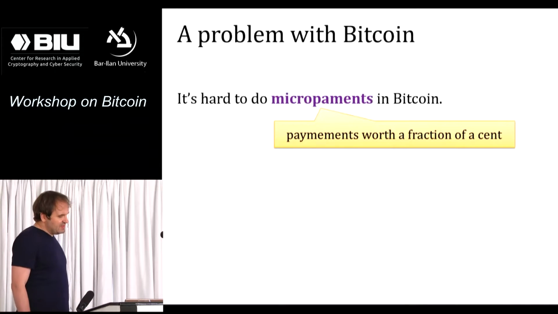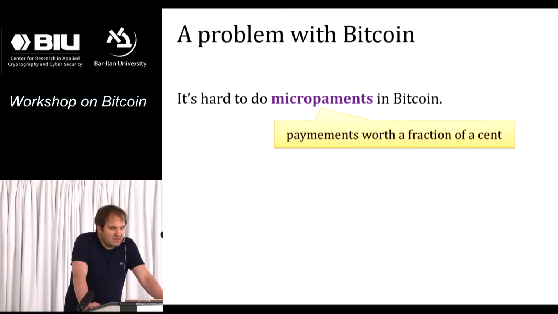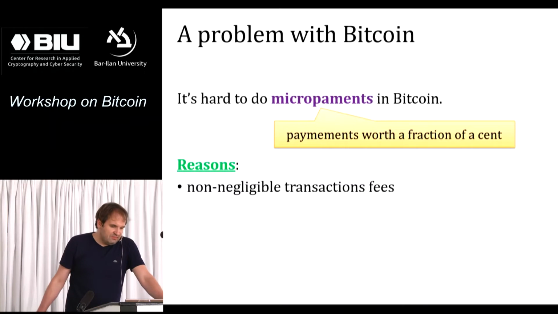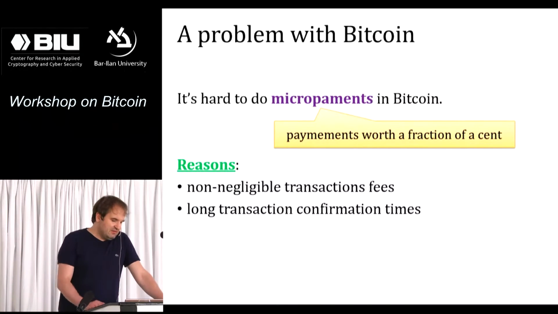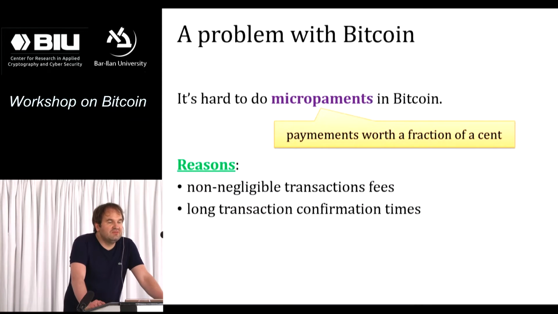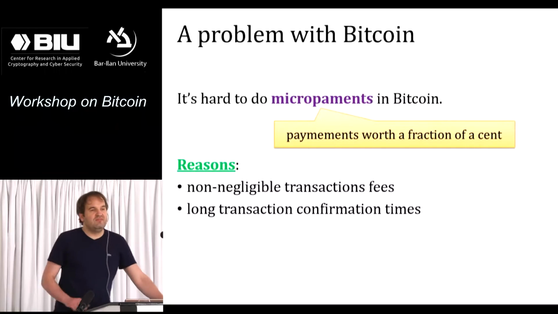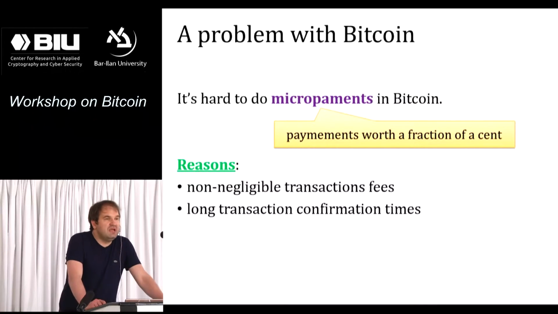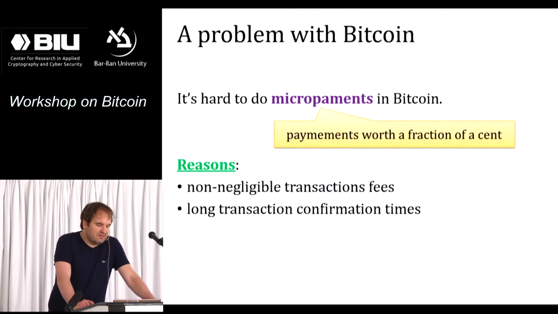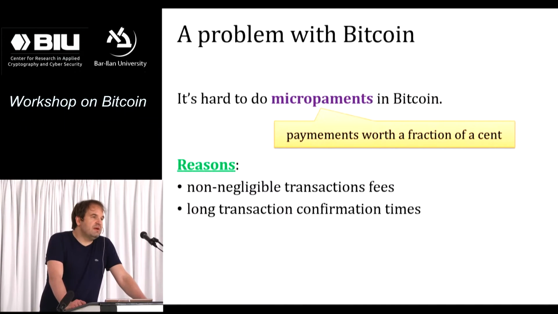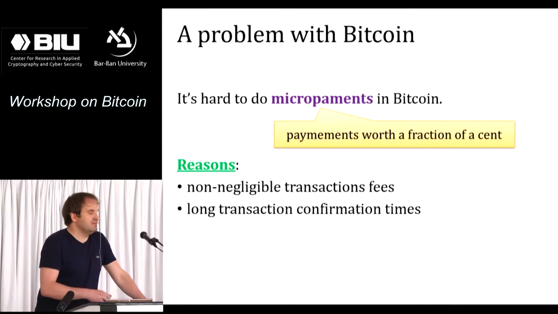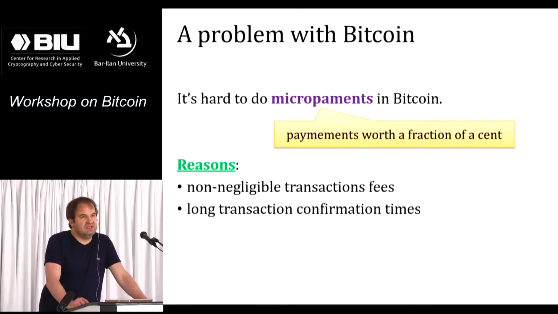So basically the problem is that it's hard to make micropayments on Bitcoin, right? Why is it hard? Because there are non-negligible transaction fees and long confirmation times. For example, for things like paying for Wi-Fi or paying for downloading something, Bitcoin is not good unless you make some very strong trust assumptions, that someone will pay you later and you trust him to do it, right? So this is a problem. Bitcoin is not good for micropayments, which are payments of a small fraction of a cent for using a website or something like this.